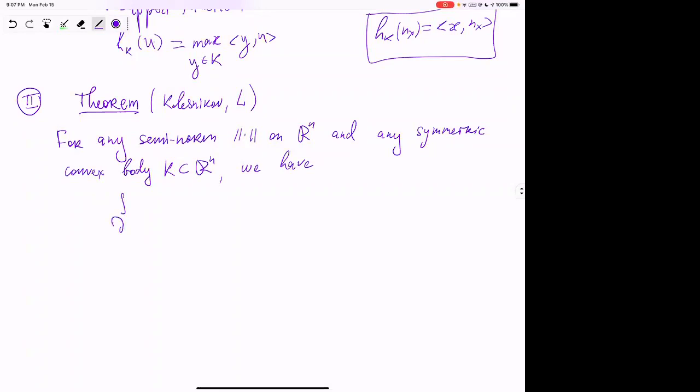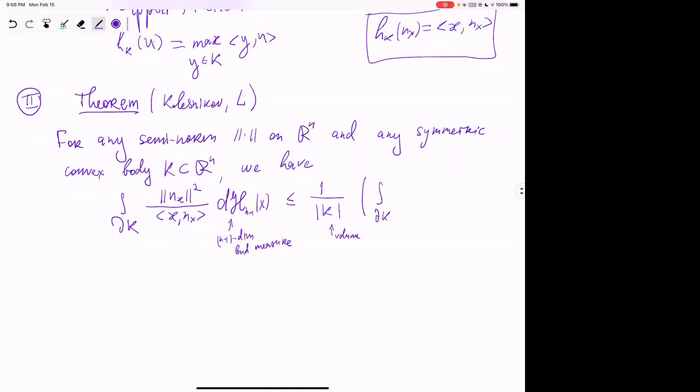If I integrate over the boundary of K the norm of the normal vector squared divided by h_K(n_x), which remember was the support function, and if I integrate with respect to the boundary measure, so this is my Hausdorff (n-1)-dimensional boundary measure, I can estimate this from above by 1 over the volume of K, again remember this is volume, times the integral of the norm of n_x, times h_K minus 1, squared.